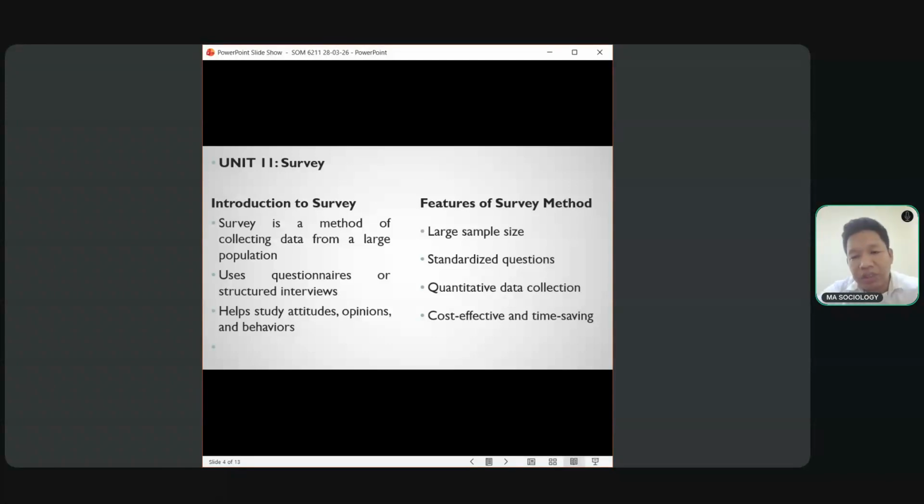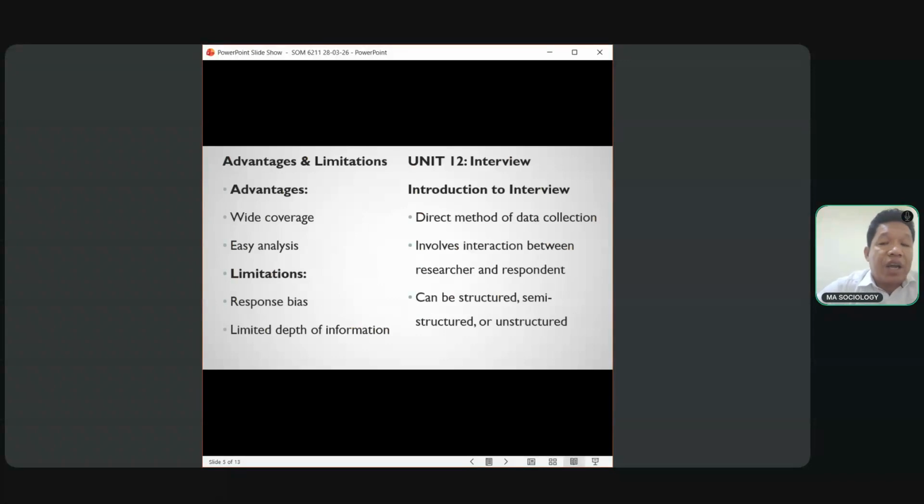So what are the features of the survey method? Basically, large sample size, standardized questions, quantitative data collection, cost effective and time consuming. Advantages and limitations: the advantages are wide coverage and easy analysis. The limitations are response bias and limited depth of information.